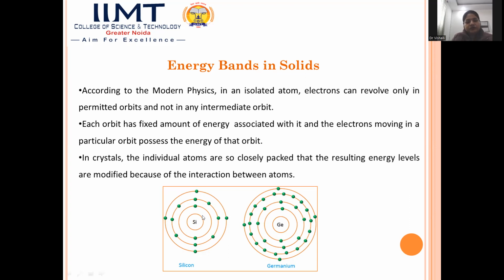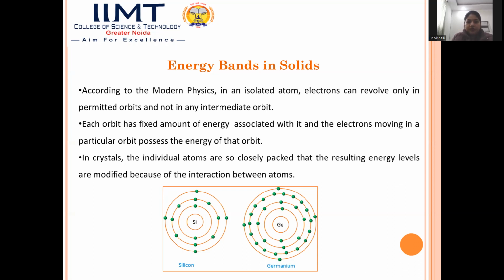I have considered here examples of silicon and germanium. Silicon has atomic number 14. So we can see clearly that it has 14 electrons outside the nucleus, and 4 electrons are in the outermost orbit. These are called valence shell electrons. Similar is the case with germanium. The atomic number is 32, and it also has 4 valence electrons. From this diagram, it is clear that electrons are revolving in certain orbits, and a fixed amount of energy is associated with each orbit, and electrons moving in a particular orbit possess that amount of energy.